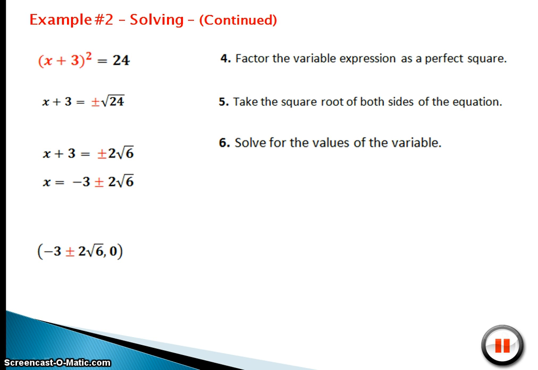Now in this case, I don't need to write it as 2 separate coordinates because the plus or minus does tell me that I have 2 of them. So I can write it as negative 3 plus or minus 2 times the square root of 6, comma, 0. Pause now and copy down the rest of this example.